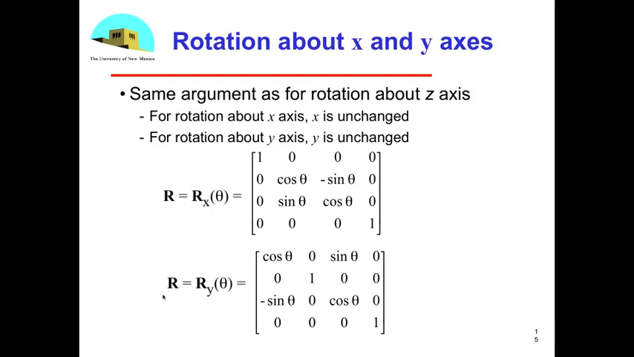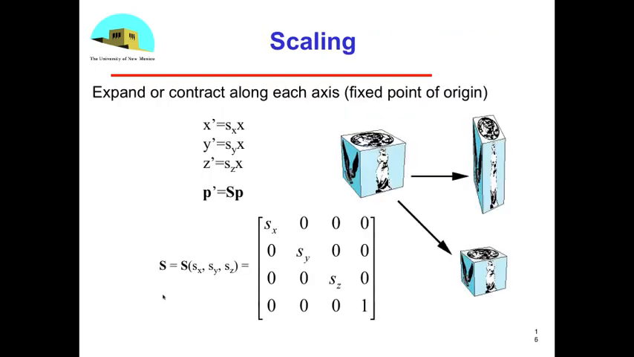So the question we want to answer eventually is, what happens if I want to rotate about an arbitrary vector in space where the fixed point is not necessarily the origin? Okay, so that's where we're going. But first, let's do a few other things.